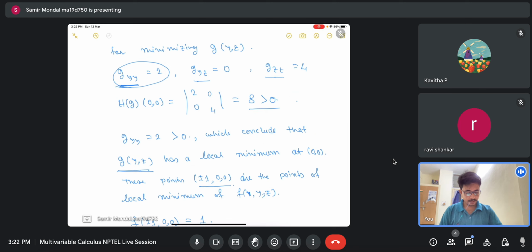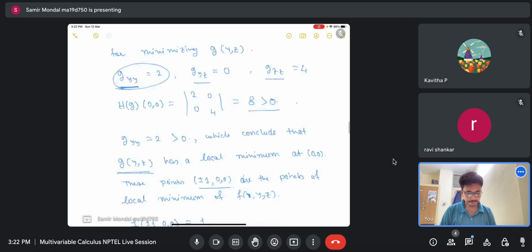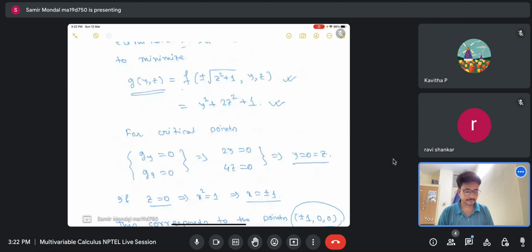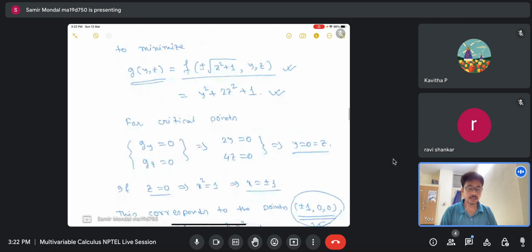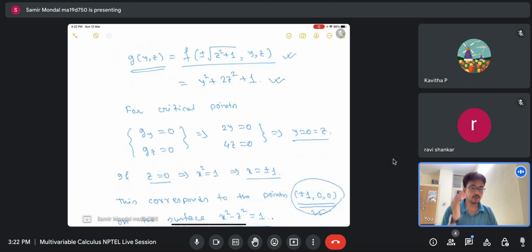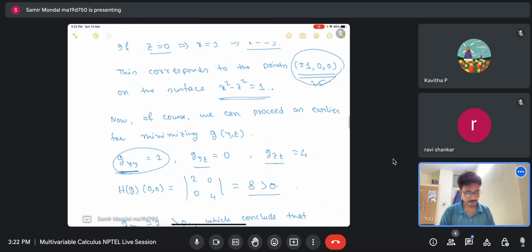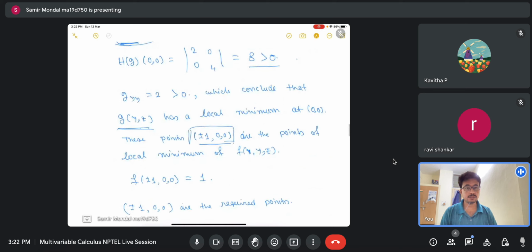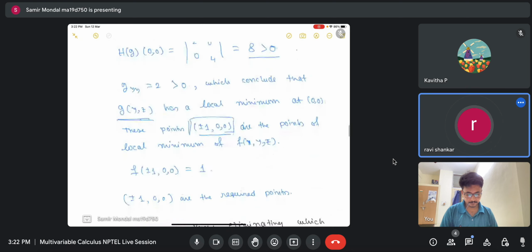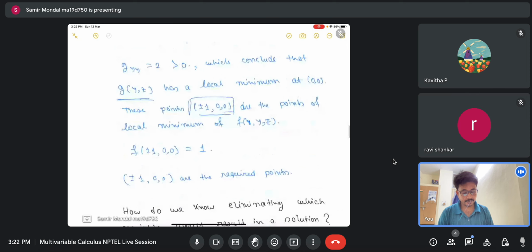How does f of x, y, z depend on G of Y, Z? In such a way. Now when we are getting the local minima of G of Y, Z at the point 0, 0, we will get the minima of function f of x, y, z at this point. Is it fine, Ravi? Yes, sir.